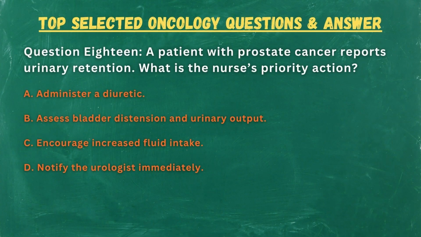Question 18. A patient with prostate cancer reports urinary retention. What is the nurse's priority action? A. Administer a diuretic. B. Assess bladder distension and urinary output. C. Encourage increased fluid intake. D. Notify the urologist immediately.